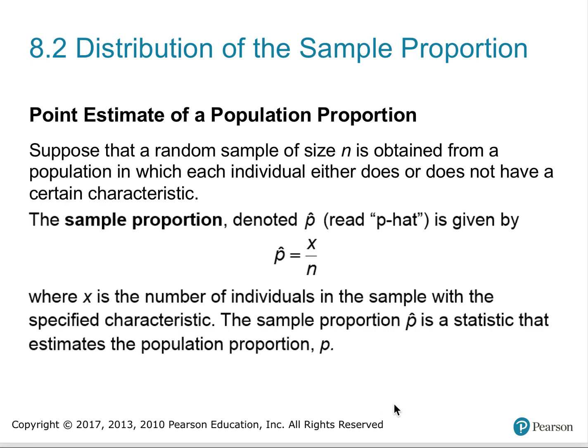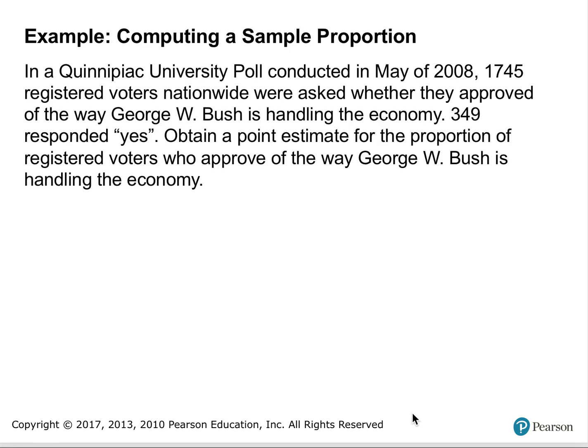Okay, let's see what we have here. In a Quinnipiac University poll conducted in May 2008, 1,745 registered voters nationwide were asked whether they approved of the way George W. Bush is handling the economy. 349 responded yes. So obtain a point estimate, p hat, for the proportion of registered voters who approve of the way George W. Bush is handling the economy.